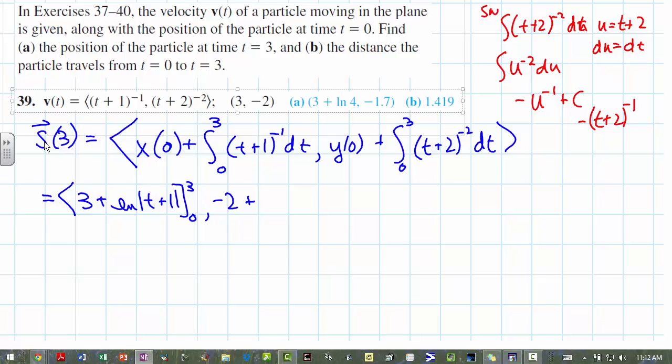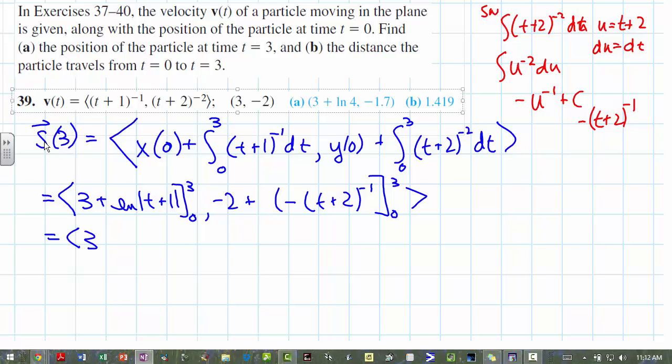So if I did that correctly, I should be able to bring back down here negative (t plus 2) to the negative 1 as evaluated from 0 to 3. Double check it. Did I get all that right? Yeah. Okay, so let's go ahead and evaluate these antiderivatives on these intervals.